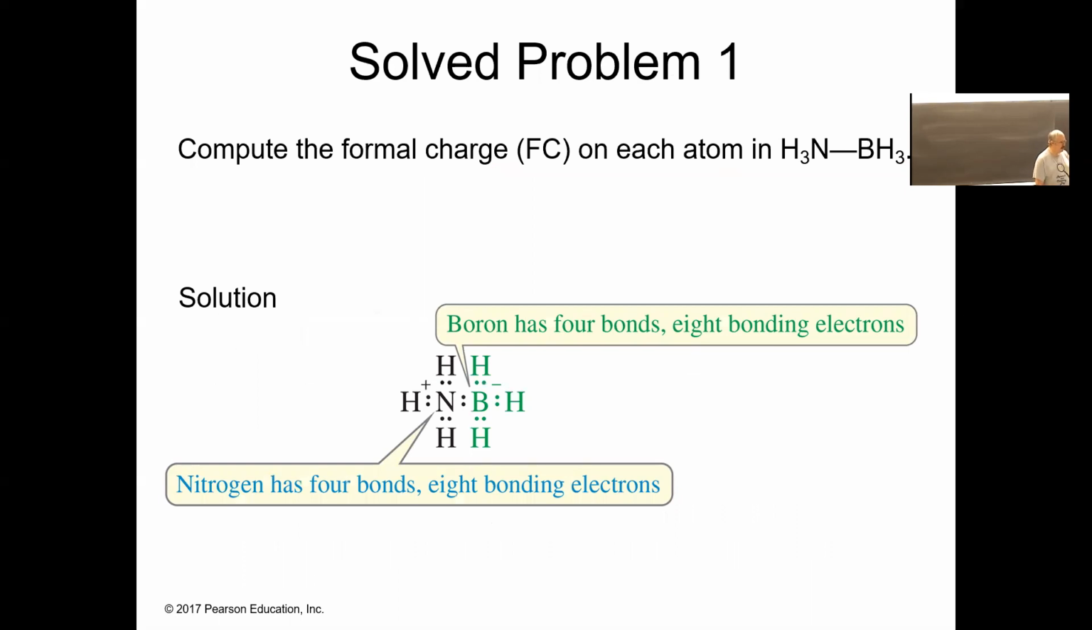Okay, here's an addition product of ammonia and borane. We can do the same thing. Nitrogen has 4 bonds, and it's in group 5. There are 0 unshared electrons, minus 4 bonds, so that gives us a charge of +1. Boron is in group 3. It has no unshared electrons, and it has 4 bonds. 3 minus 4 is -1. And there's no overall charge on this species.